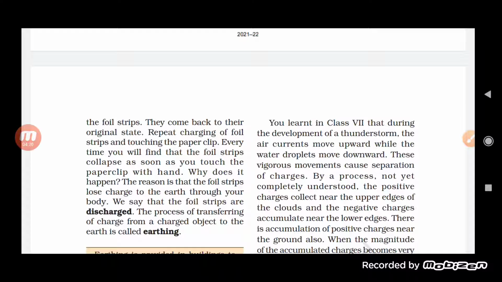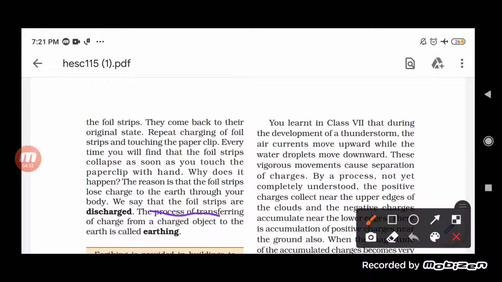Okay, so when an uncharged body is kept close to the metal strip, it gets discharged again. So this is the process in which charges are transferred from a charged body to another body, and the process in which the charge is transferred from a charged object to the earth is called earthing.